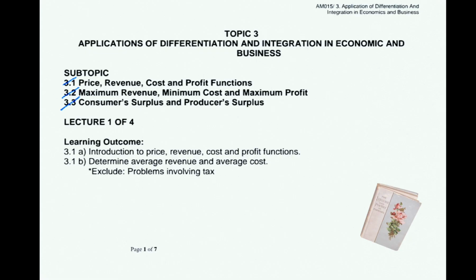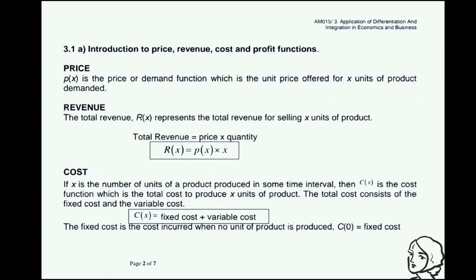So in this lecture 1 of 4, there are 2 learning outcomes. The first one is introduction to price, revenue, cost and profit function. And the second learning outcome is to determine average revenue and average cost. 3.1a, Introduction to Price, Revenue, Cost and Profit Function.